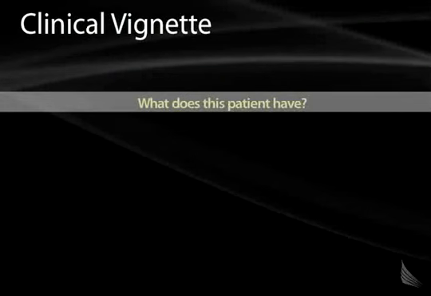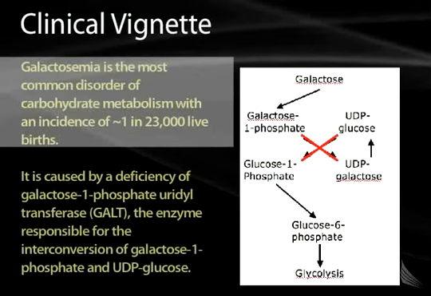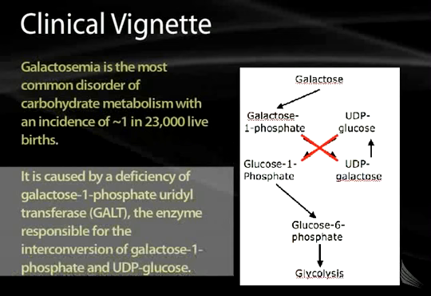This patient has a disease called galactosemia. This is hereditary galactose intolerance. Galactosemia is actually the most common disorder of carbohydrate metabolism, with an incidence of about 1 in 23,000 live births. It's caused by a deficiency of galactose 1-phosphate uridyl transferase. Now that's a long name. We also call it GALT, G-A-L-T. This is the enzyme responsible for the interconversion of galactose 1-phosphate and UDP glucose, as shown in the schematic diagram.